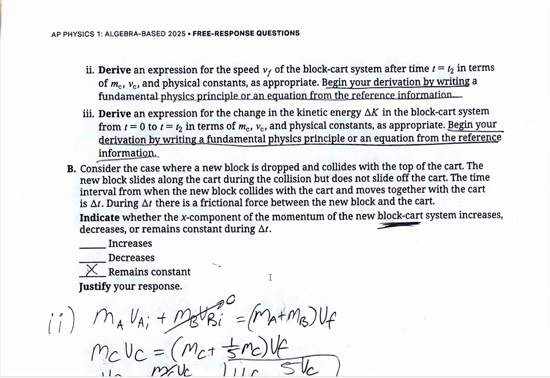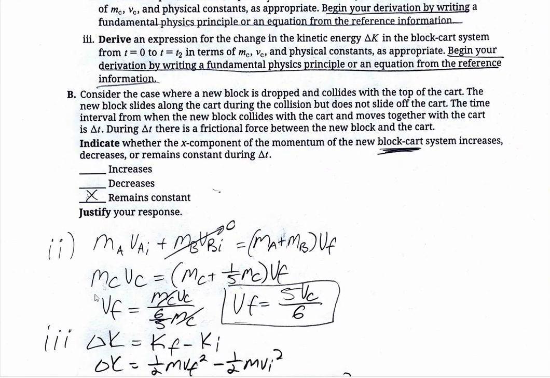This is clearly conservation of momentum. So as you can see, I started with conservation of momentum, subbed in my values, and I got a final velocity of 5 VC over 6.